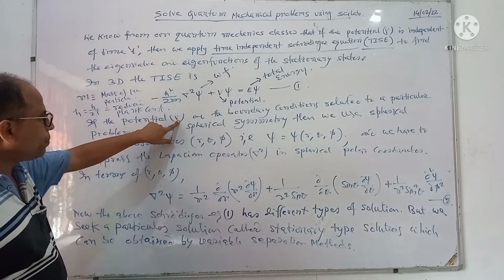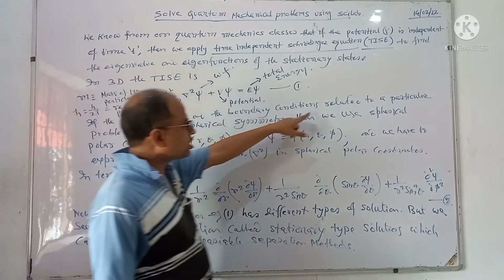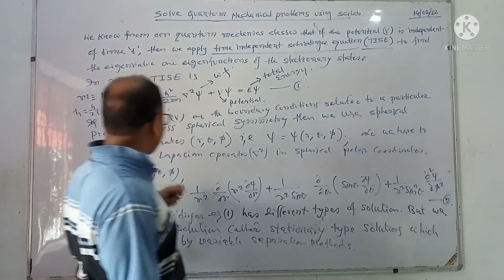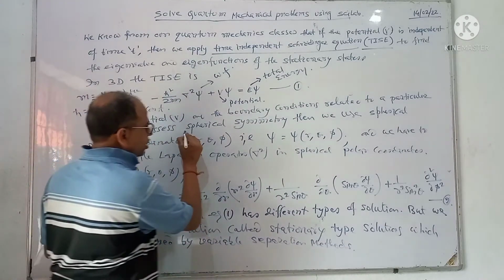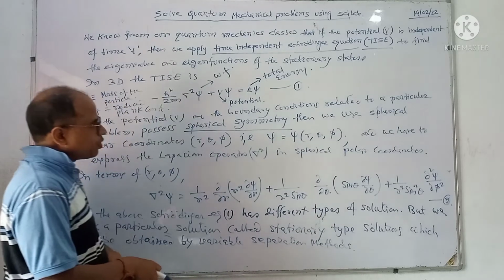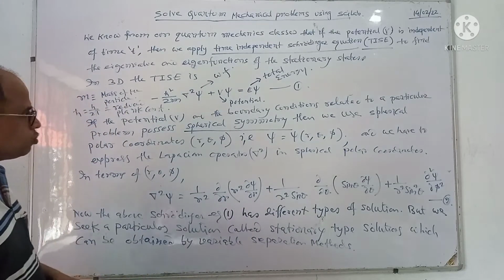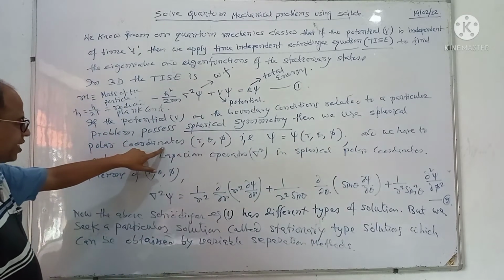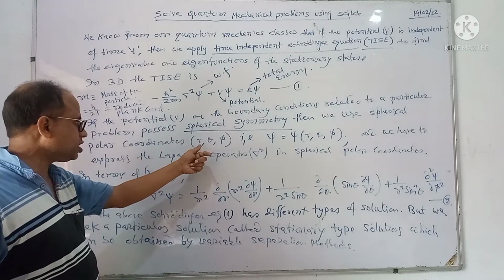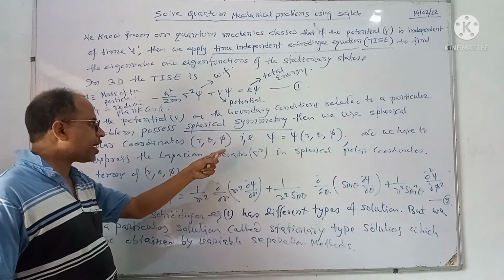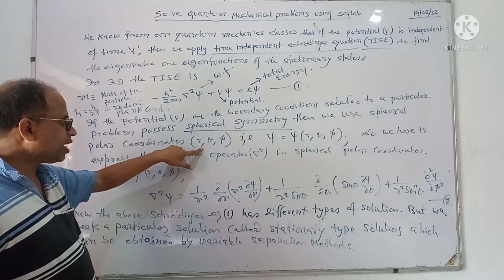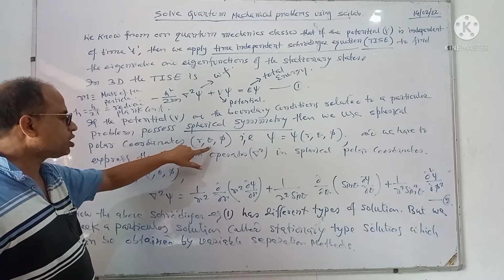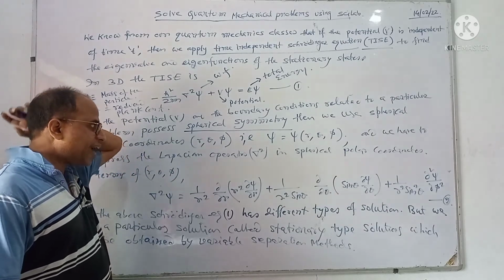If the potential V and the boundary conditions related to a problem possess spherical symmetry, then we use spherical polar coordinates. Spherical polar coordinates are r, theta, phi. You know Cartesian coordinates are x, y, z. Cylindrical coordinates are rho, phi and z.